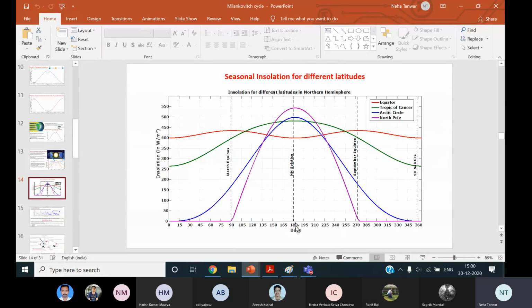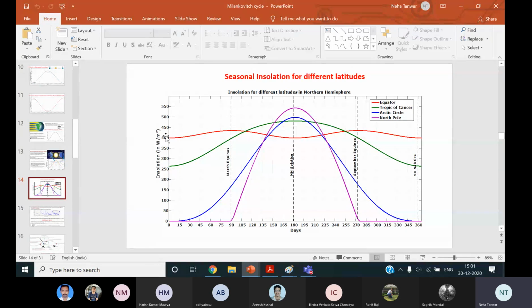In the summer, if you observe, 180 means something like June and July. So in the summers, you observe maximum insolation. This is a plot of insolation at different latitudes. The one in blue is the Arctic Circle. So in the months of June and July, the Arctic Circle is actually getting more insolation than the equator.